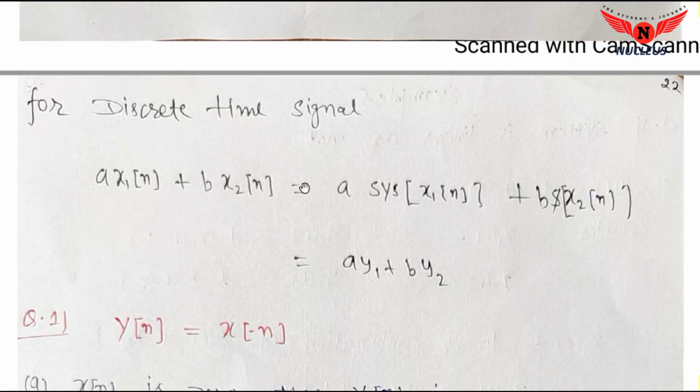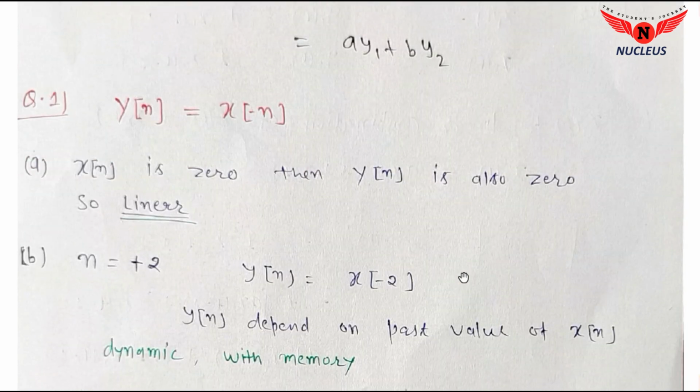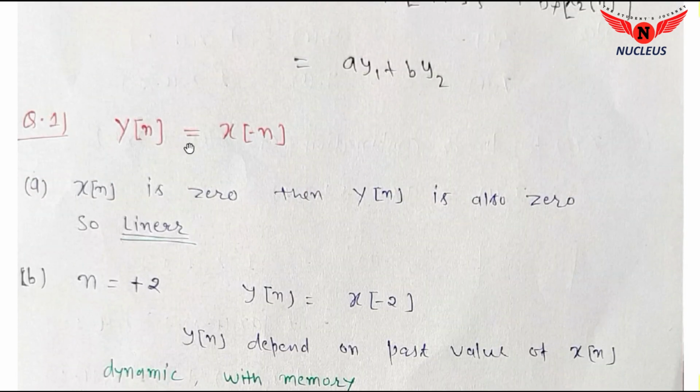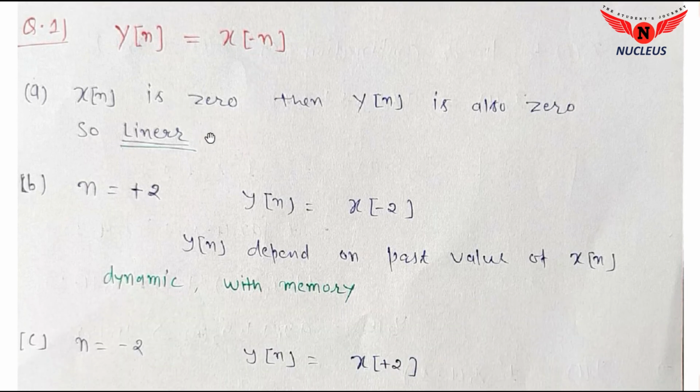So for a discrete time signal, we will check linearity from this equation: ax1 plus bx2 given to the system gives the output ay1 plus by2. Let's take one example: y(n) equal to x(-n). So if x(n) is 0, then y(n) is also 0. So this system is linear.